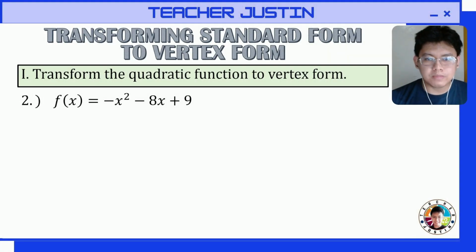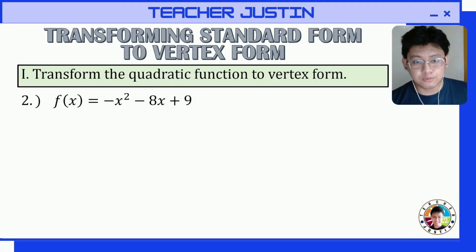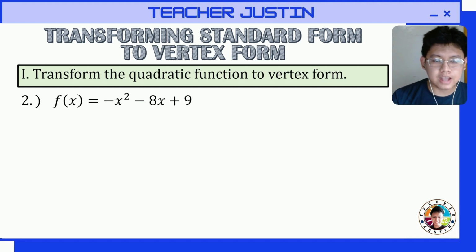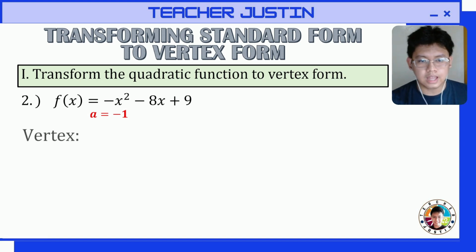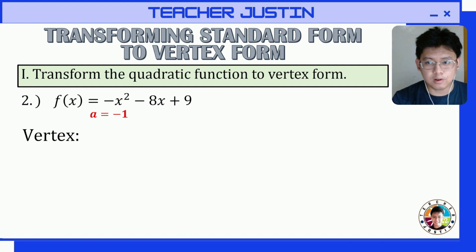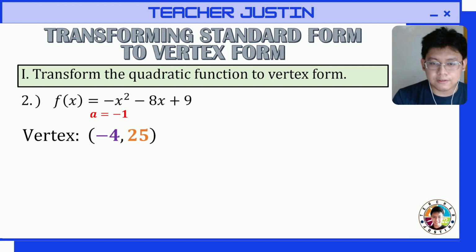Let's transform this quadratic function to vertex form. So we have f of x is equal to negative x squared minus 8x plus 9. So ang first step natin is for us to get the value of a which is negative 1. Then let's get the vertex. So nakuha na natin yung vertex na itong quadratic function natin sa ating previous video. So ang vertex natin is negative 4, 25.